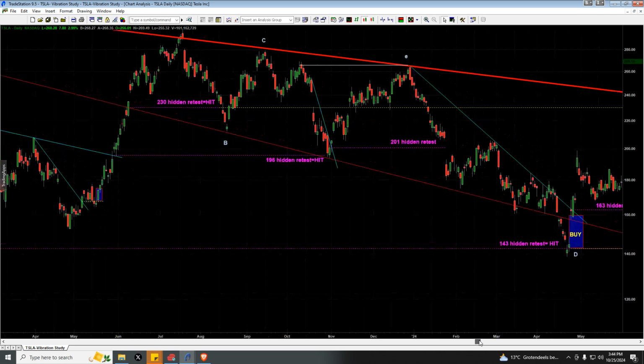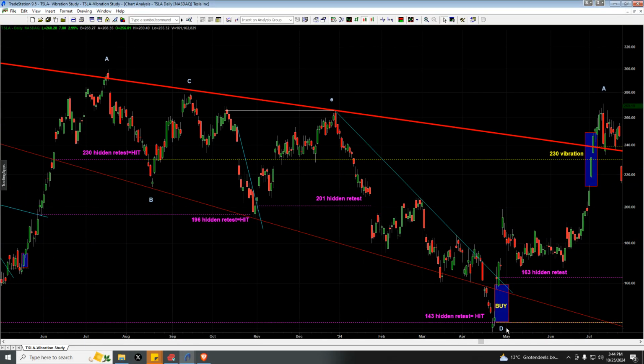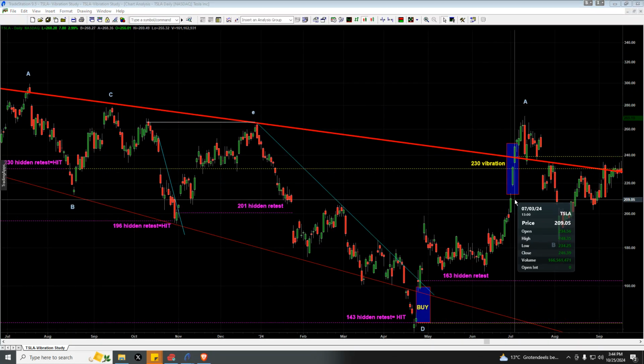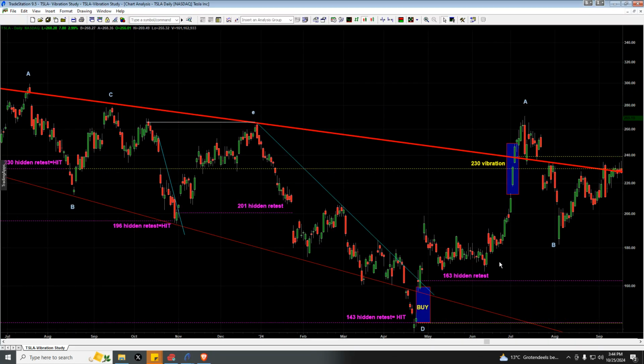We need to take care of the 143 hidden retest level. We finally do. There's your capital D. And now we're ready to move through this 230 vibration level in the true E wave, which we get right here. So the date on that is July 2nd and 3rd, okay?